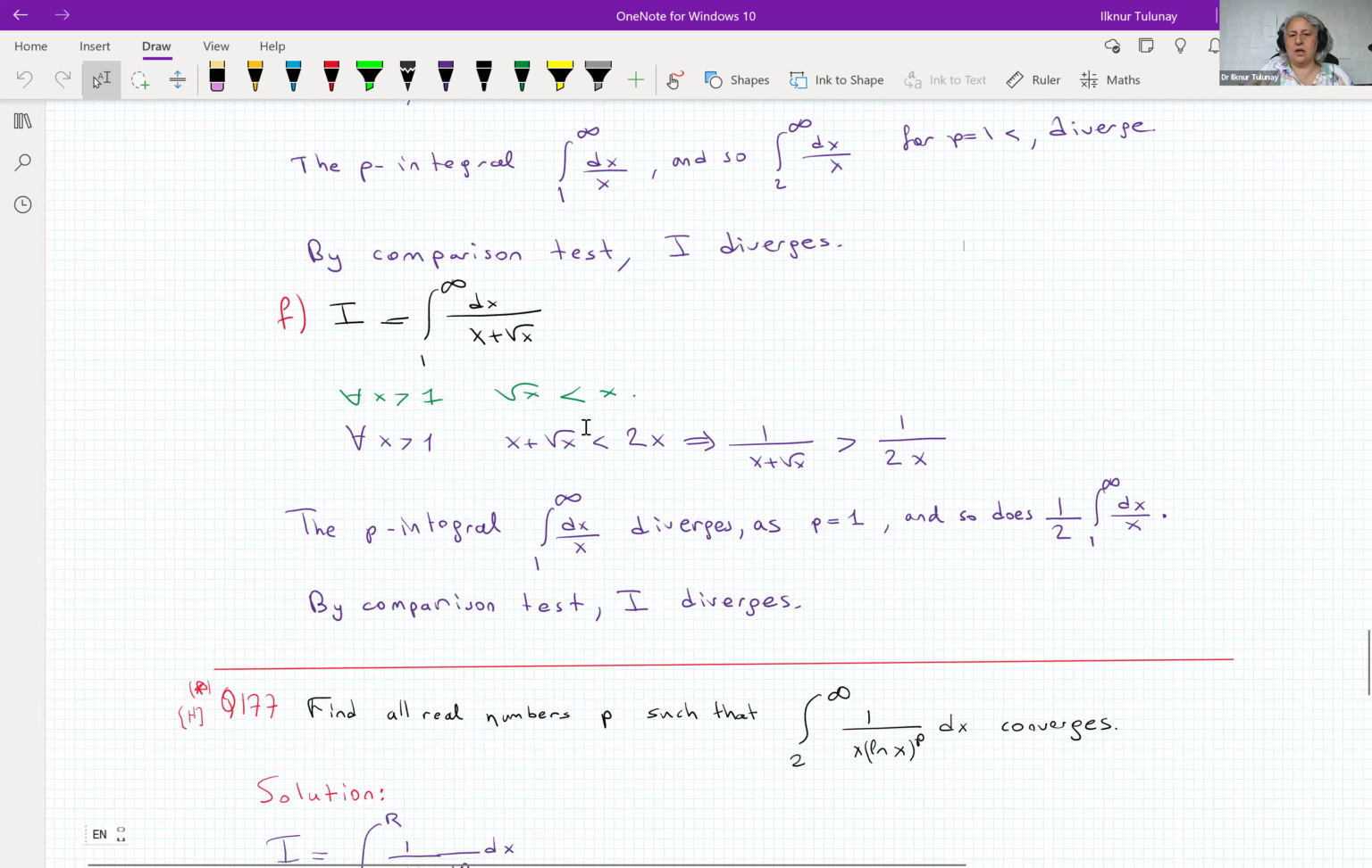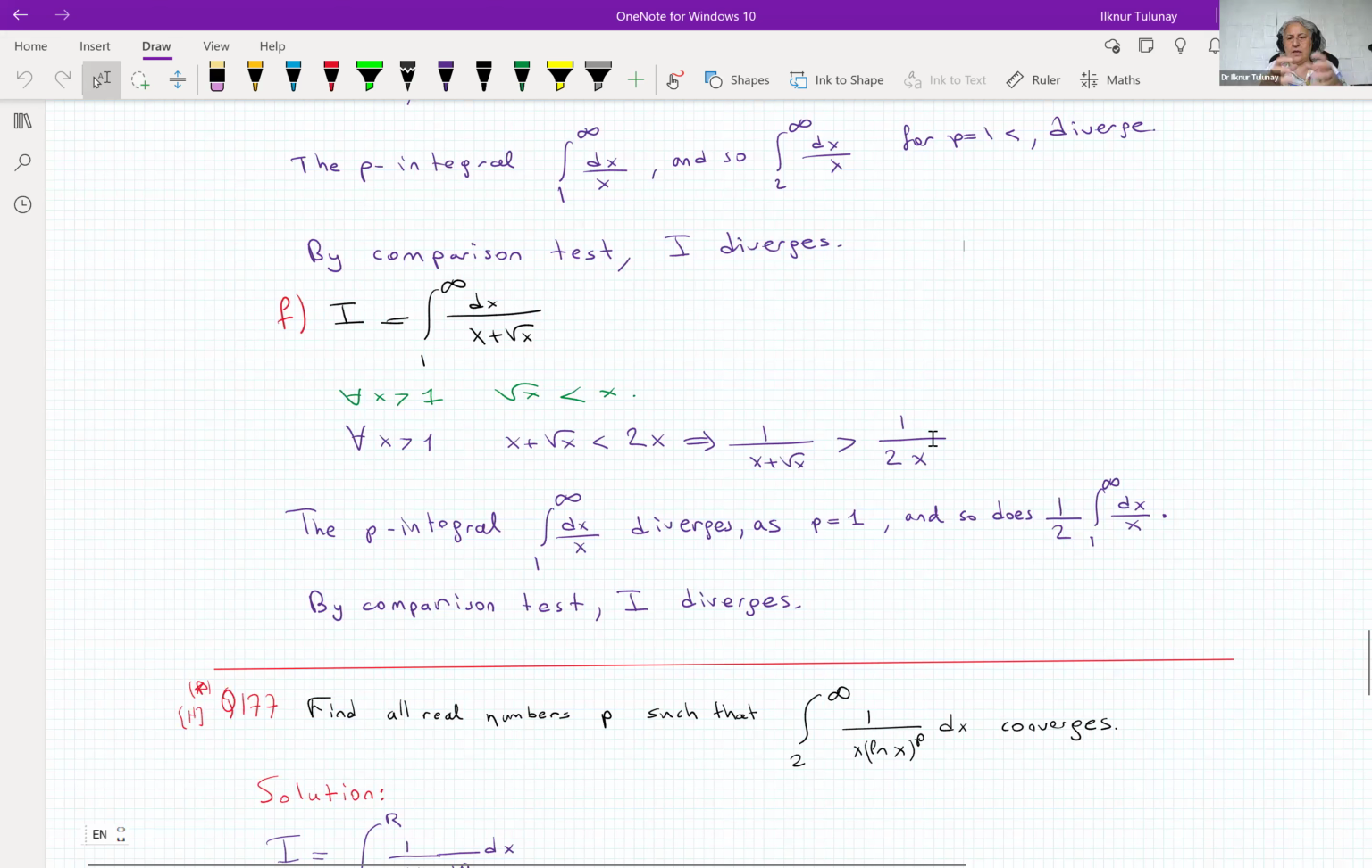So for this one, x bigger than 1, root x is always smaller than x. Since x is positive and bigger than 1, I can add x to both sides, and x plus root x is smaller than 2x. Now flip over, and you have 1 over 2, which is just a constant. You can take it out, and this is a p integral, but p is equal to 1. For p equal to 1, it diverges.